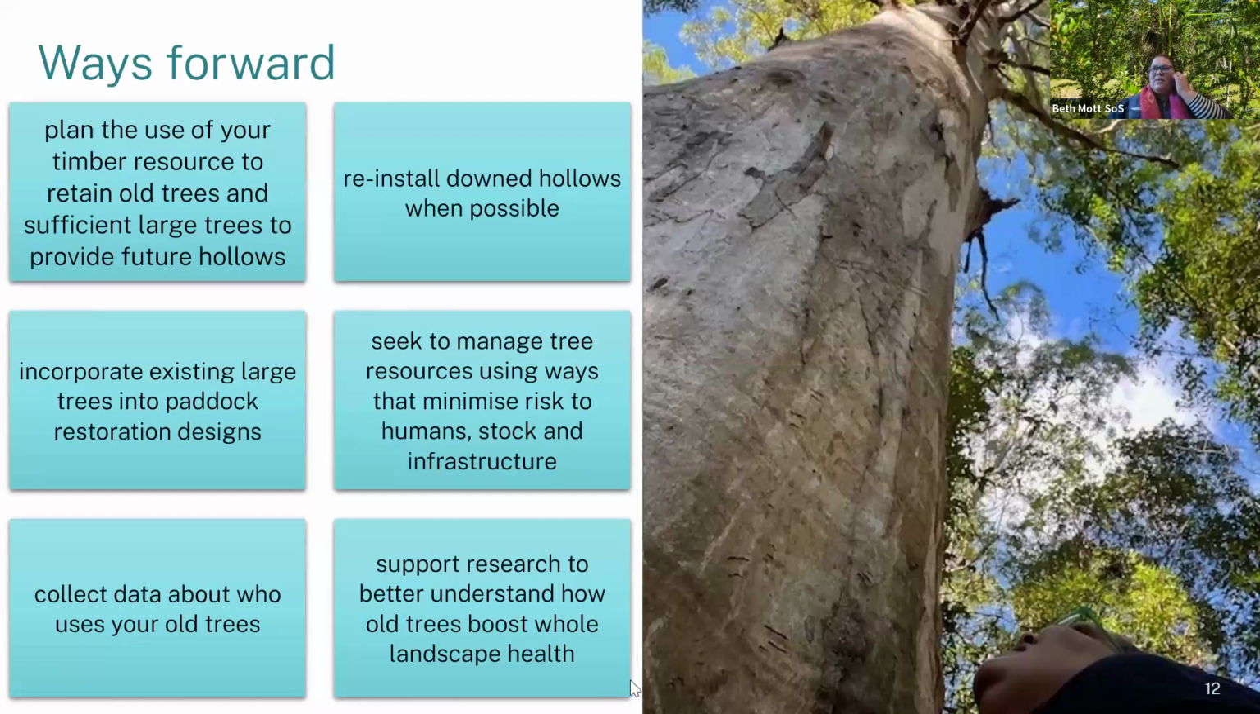So this is what I would really recommend for you in terms of the way you use your trees. Plan to use your timber resources to retain your old trees, of course. If you have a tree that comes down and it bears hollows, you can reinstall that as a log hollow. Try to incorporate those large trees into your restoration designs, and manage resources in a way that makes sure that you don't have any damage to yourself as people, but also to your assets on your patch. And that might mean doing things like managing the canopy, removing some branches and keeping the bulk of the tree canopy above the main trunk of the tree so that you don't have branches falling off the side.